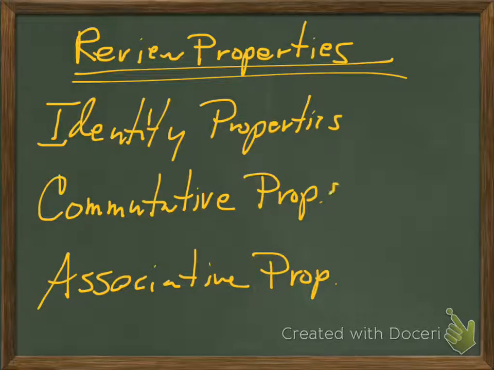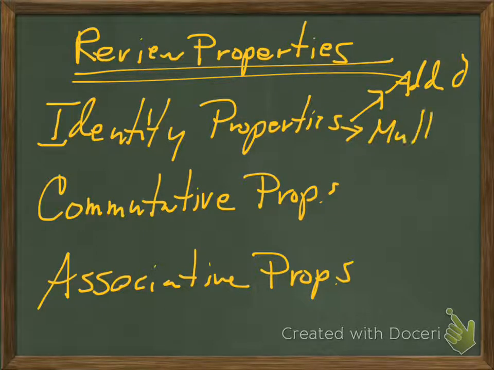And the associative properties. Okay, so the identity properties, if we're talking about the additive identity, what can we add to things and not change it at all, Ben? What number do we add that doesn't really do anything to anything? 0. Right, if we add 0. If we're multiplying, then we multiply by 1, and that isn't going to change anything. So that's the identity property.